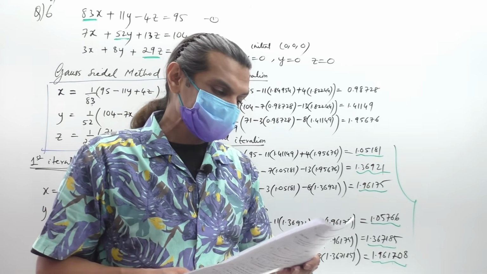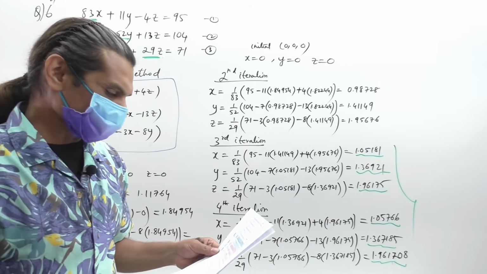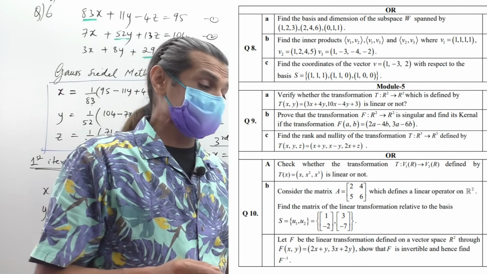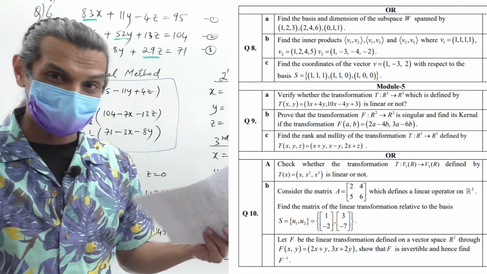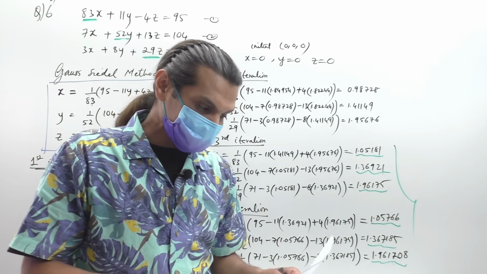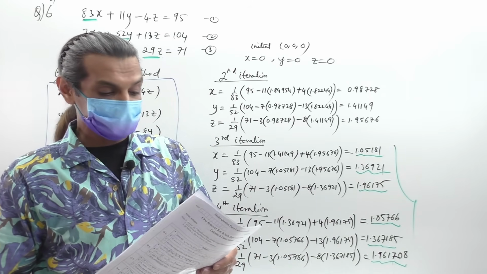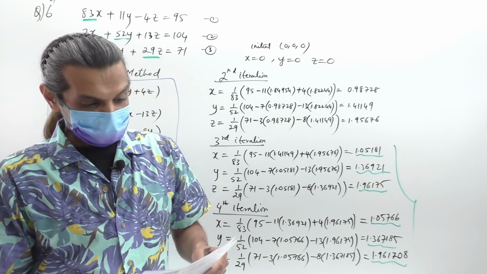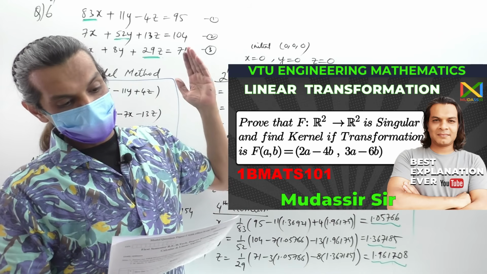Then question number 9b. Prove that the transformation f from R square to R square is singular and find its kernel. That is also solved. I solved this problem in the easiest way possible so that you can understand. For question number 9b, the link to the solution is given in the description.